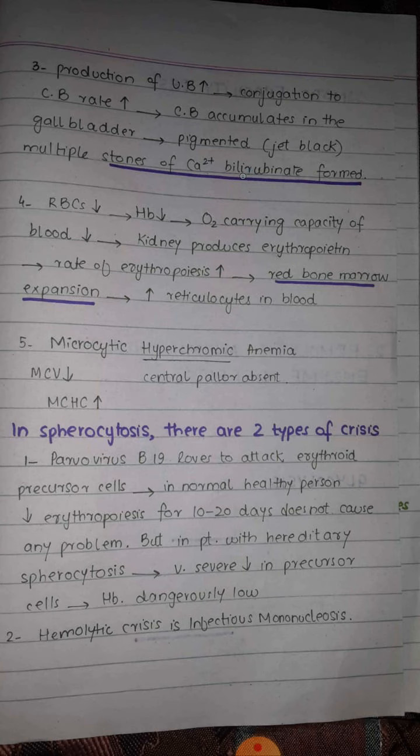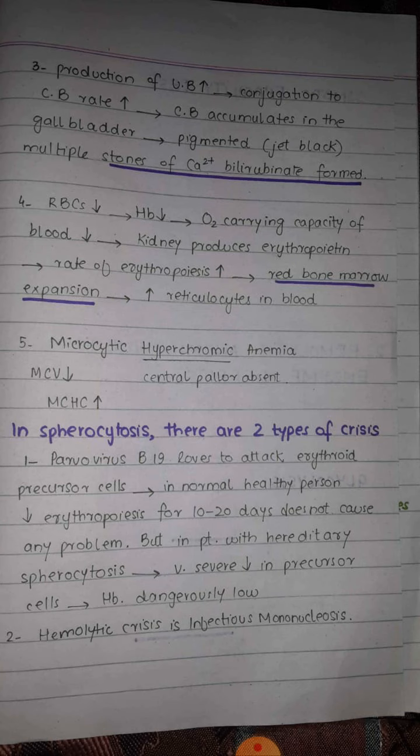Then, as a person is suffering from anemia because of excessive breakdown of red blood cells, there is decreased oxygen carrying capacity of the blood, and in turn the kidney produces a hormone called erythropoietin. This erythropoietin causes increased production of red blood cells in the bone marrow. So there is increased rate of erythropoiesis, and there is red bone marrow expansion, and there are increased reticulocytes in the blood.